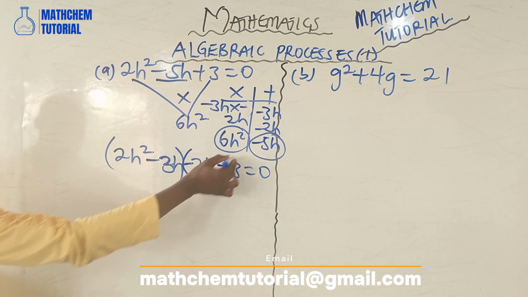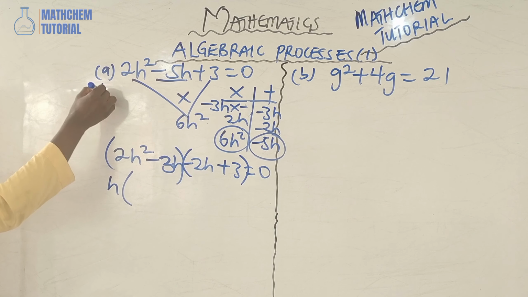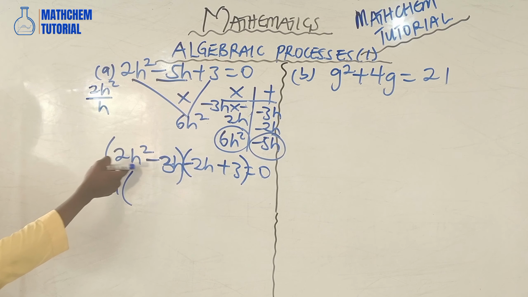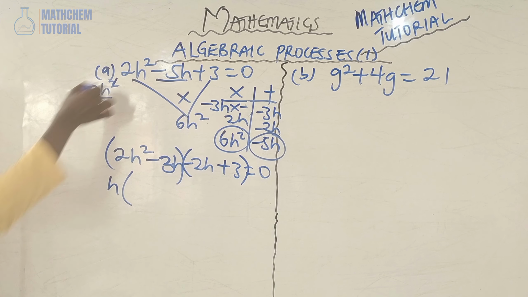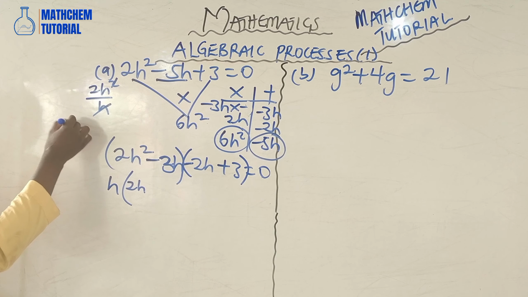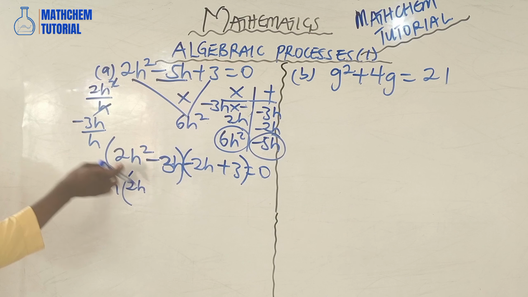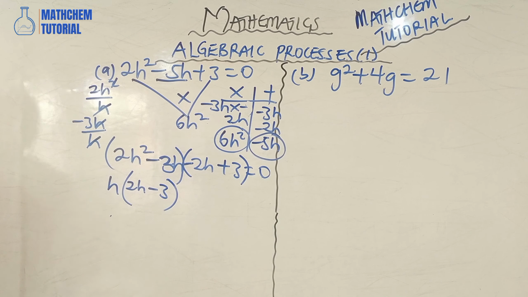Then I'll come here. What is common between this 2h squared and minus 3h? I can show that h is common because we have h here and we also have h here. So let me bring the h out. Open bracket. If you have 2h squared divided by this h, this h cancels one of these, then we have 2h. So let me write 2h here. And also, if you divide minus 3h by this h, this h cancels this h, then we have minus 3. So that is that.